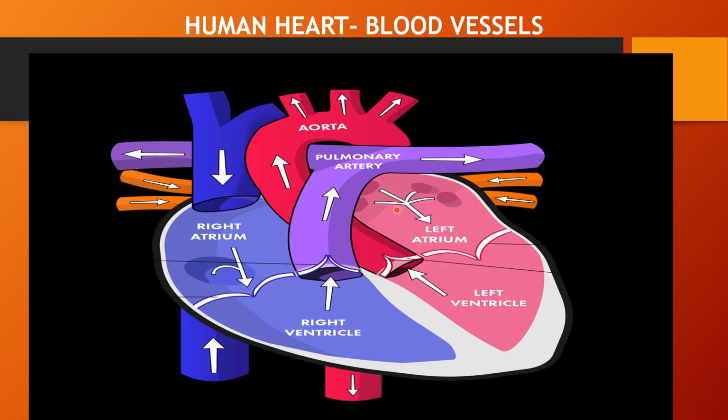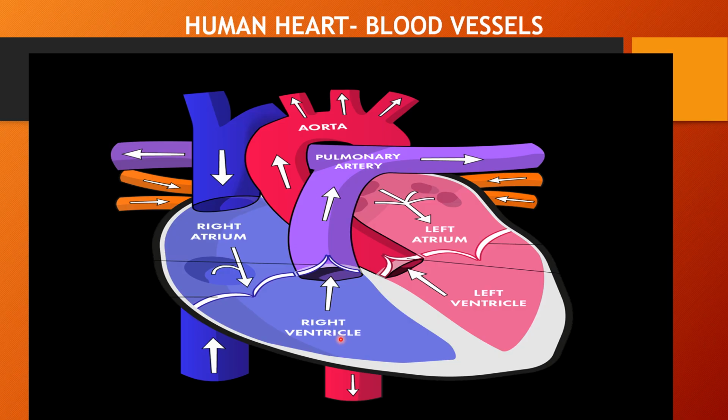Apart from these, the two veins, superior vena cava and inferior vena cava, and the pulmonary veins, which are 4 in number, all bring blood to the heart. And there are two more blood vessels connected to the heart, which are called the pulmonary artery, which is here, and the aorta. They take blood away from the heart.